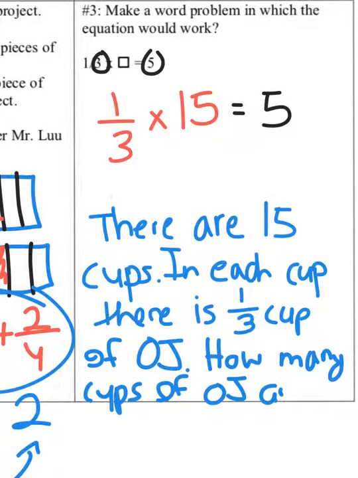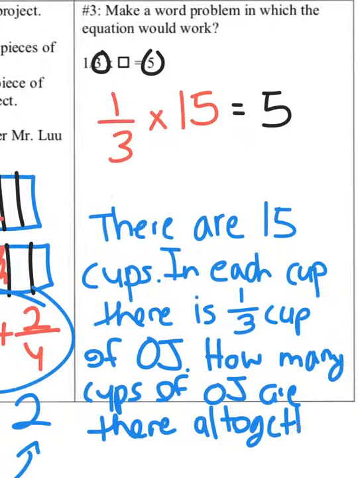How much orange juice is there all together? So that tells me that I should take my 15 cups and multiply with 1/3, because every cup has 1/3 cup, and that will give me the total, which is 5 total cups of orange juice.